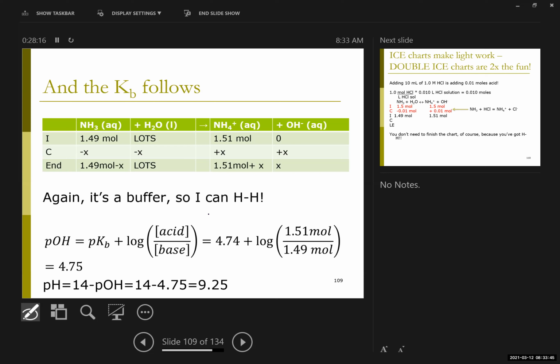Even though I still maintain it's a bad habit to get into because generally speaking, moles don't work. But if I solve that, I end up with a pH of 9.25.